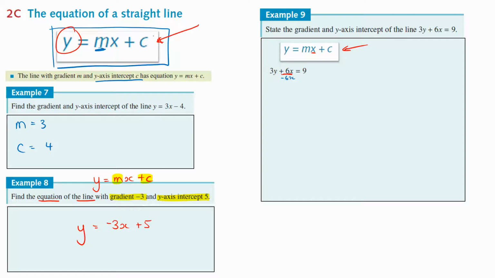It's like if you had $6 in your left pocket, and you want to remove $6, then you take away $6. Yeah, you put $6 in your pocket and you take away $6. So here I've got 6x, and I take away 6x to remove it.